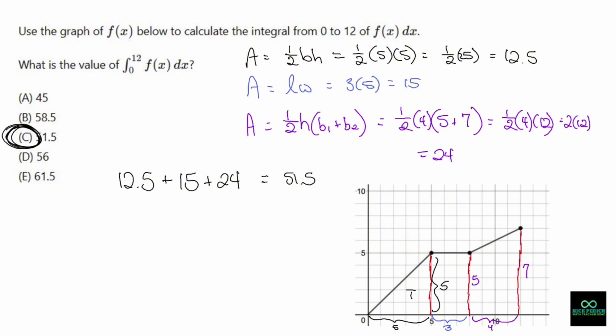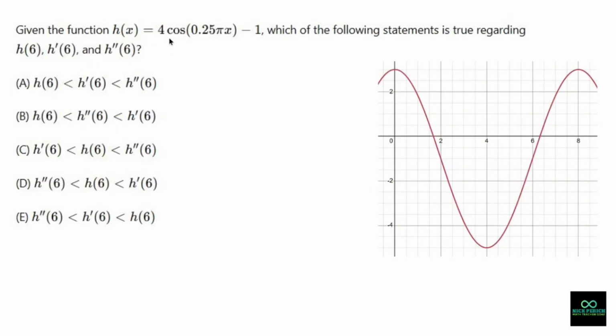Pretty easy. Given the function h of x equals 4 cos quarter pi x minus 1, which of the following statements is true regarding h of 6, h prime of 6, and h double prime of 6?